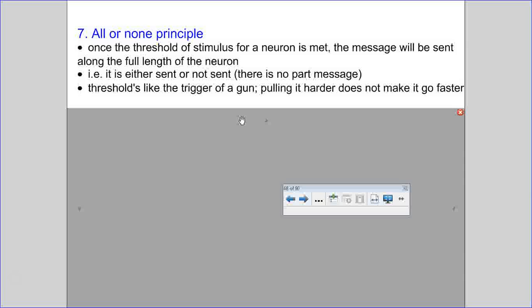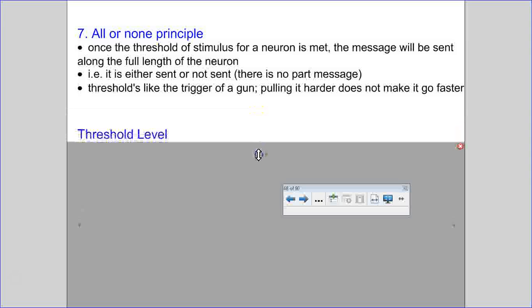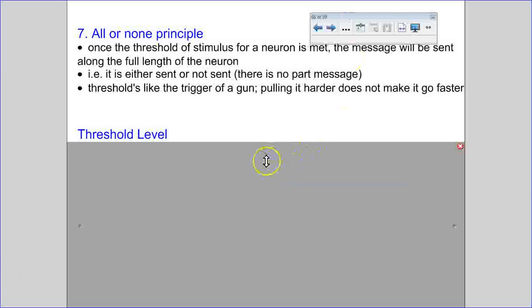They liken it to the trigger of a gun. Once you pull it, if you pull it harder, it's not going to make it go any faster. But once you pull it, it's going to go, unless there's something broken in the gun, just like unless there's something wrong with the nerve or neuron.